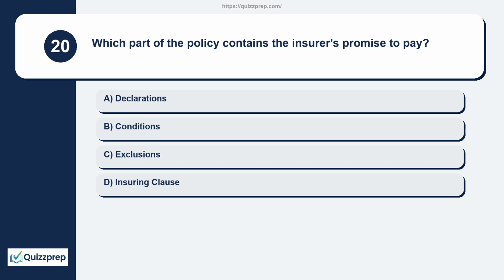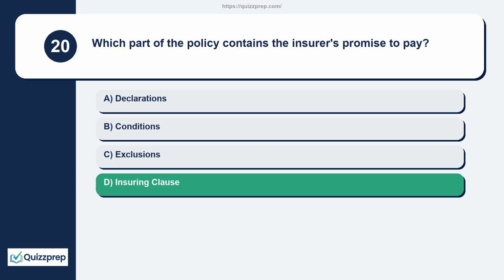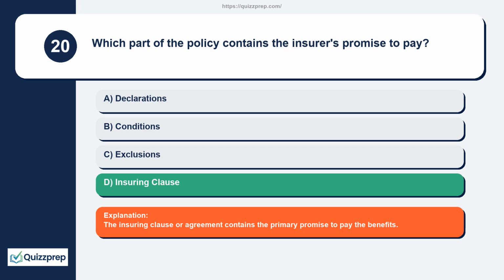Question 20. Which part of the policy contains the insurer's promise to pay? Declarations, conditions, exclusions, insuring clause. The insuring clause or agreement contains the primary promise to pay the benefits.